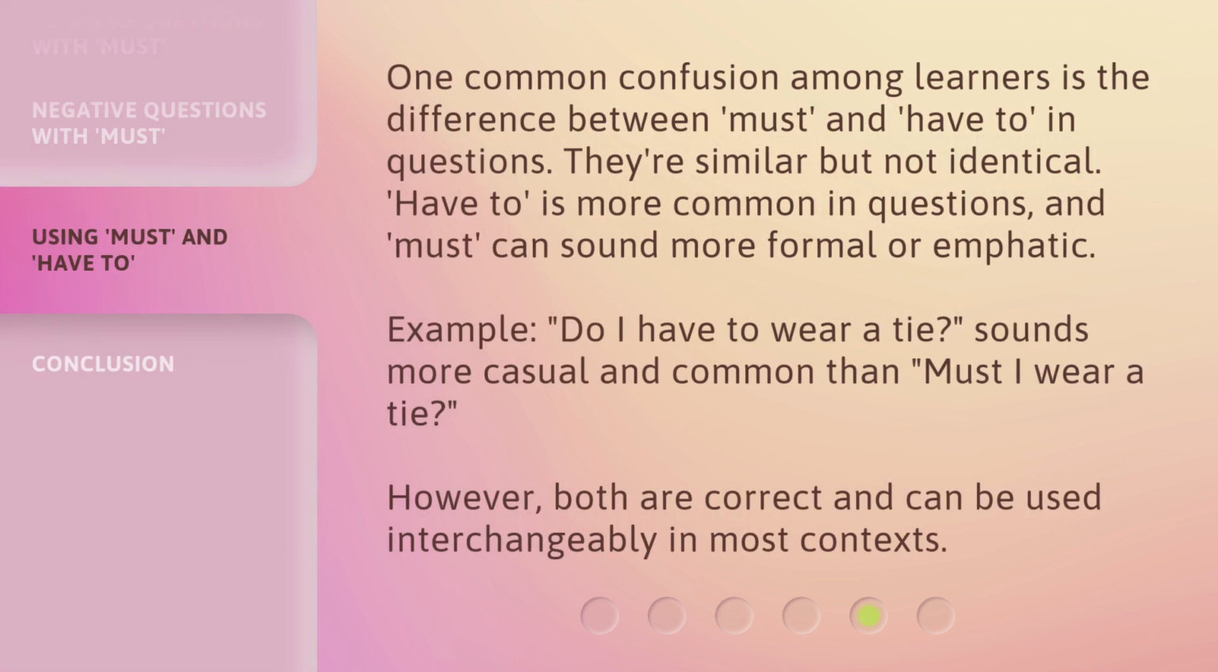One common confusion among learners is the difference between must and have to in questions. They're similar but not identical. Have to is more common in questions, and must can sound more formal or emphatic. Example: do I have to wear a tie? Sounds more casual and common than must I wear a tie? However, both are correct and can be used interchangeably in most contexts.